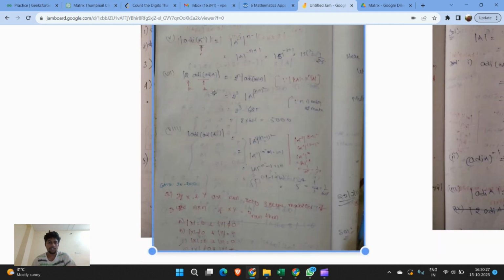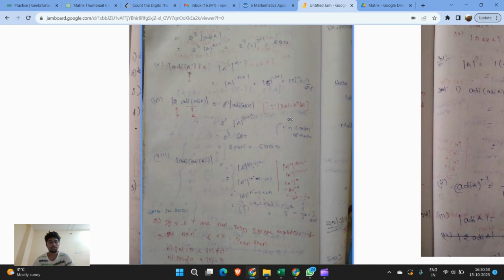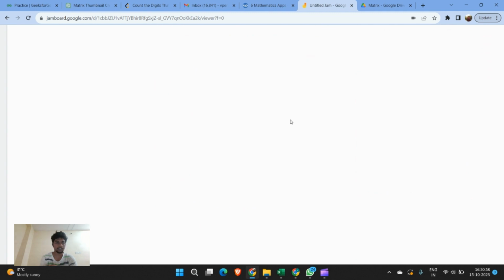Consider k into A. So k power n, 2 power n into adjoint of adjoint A. What is adjoint of adjoint A? Consider this adjoint A also as A only. The determinant of adjoint is det A whole power n minus 1. If you multiply like this, you'll get 2 cube into det A whole power n minus 1, whole squared. If you solve this one, you'll get this answer. So that's it about the adjoints.